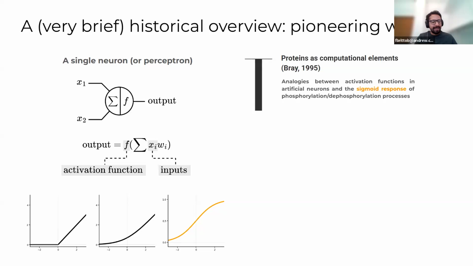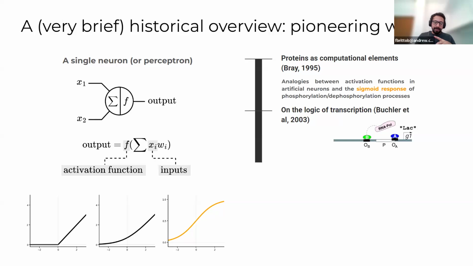And so it happens that the idea of building neural networks using proteins or using biomolecules as computational elements is actually quite old, but really, it's been a very underexplored topic. And Dr. Bray, for example, made this analogy between the sigmoid response in phosphorylation and dephosphorylation processes that are known to exhibit this sort of sigmoid. He made the analogy with activation functions. Arguably, that's the first mention of a biological activation function. But this is all theoretical work based on observations.